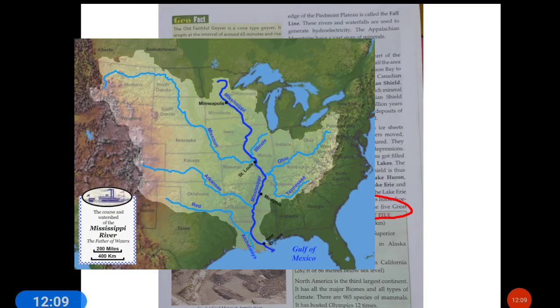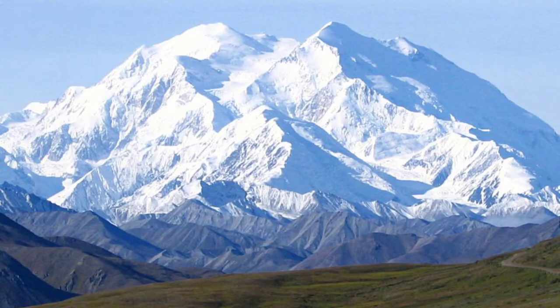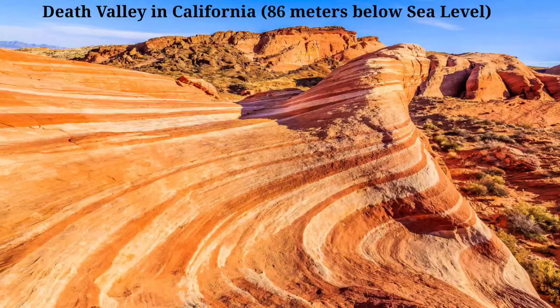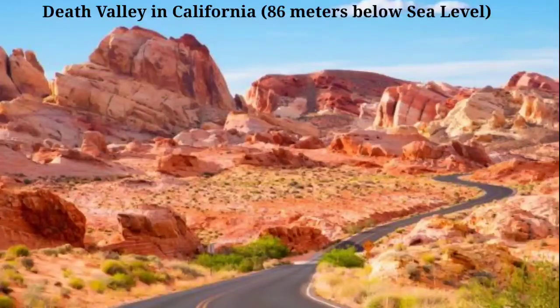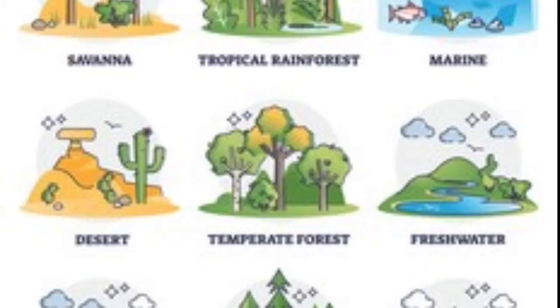The largest river in North America is the Mississippi River, which is 6,019 kilometers long, and the largest freshwater lake is Lake Superior. The highest point in North America is Mount McKinley in the Alaskan range, which is about 6,194 meters. The lowest point is Death Valley in California, which is 86 meters below sea level. North America is the third largest continent, and it has all the major biomes. Biomes means a kind of climatic condition or habitat in which particular kinds of animals or plants can sustain.